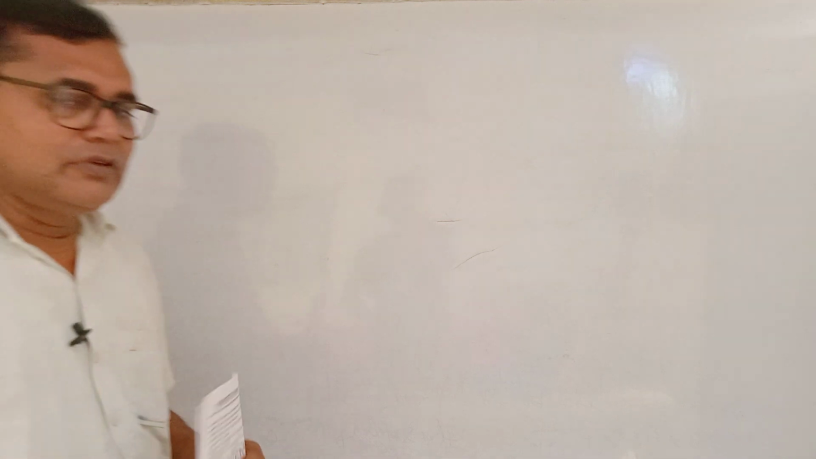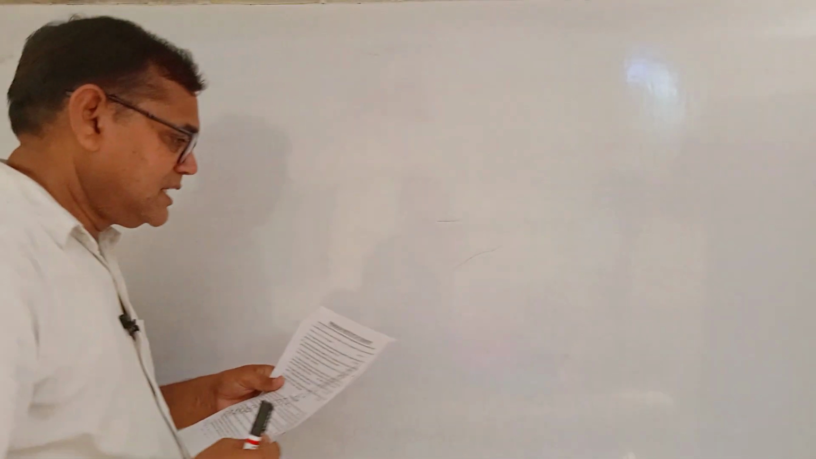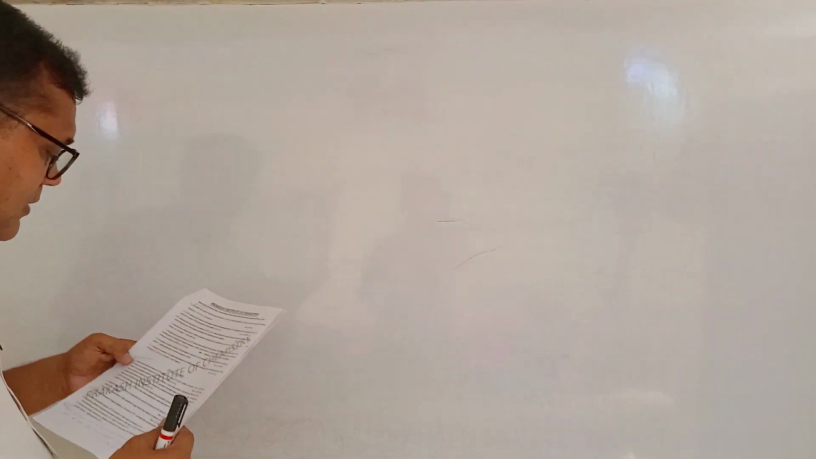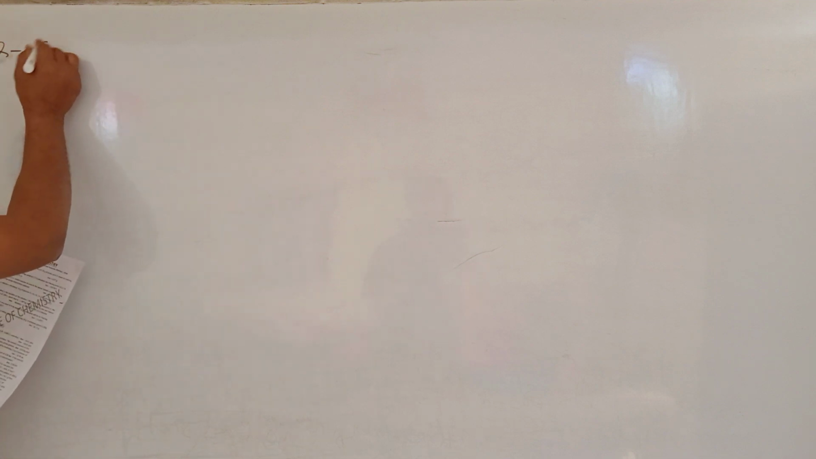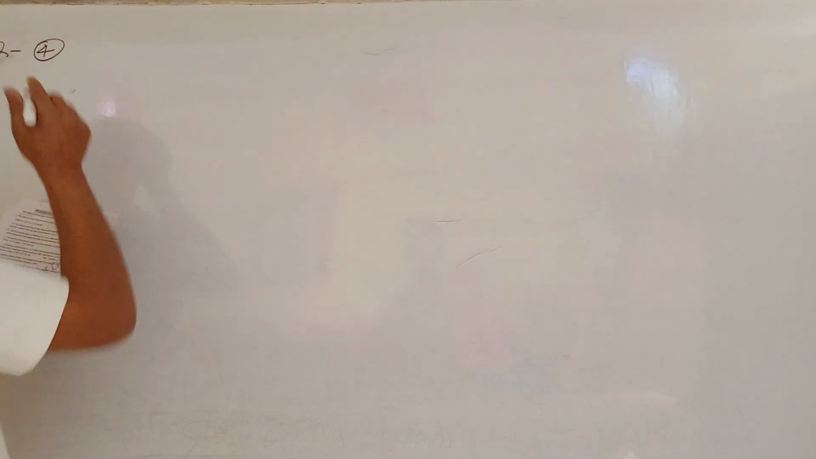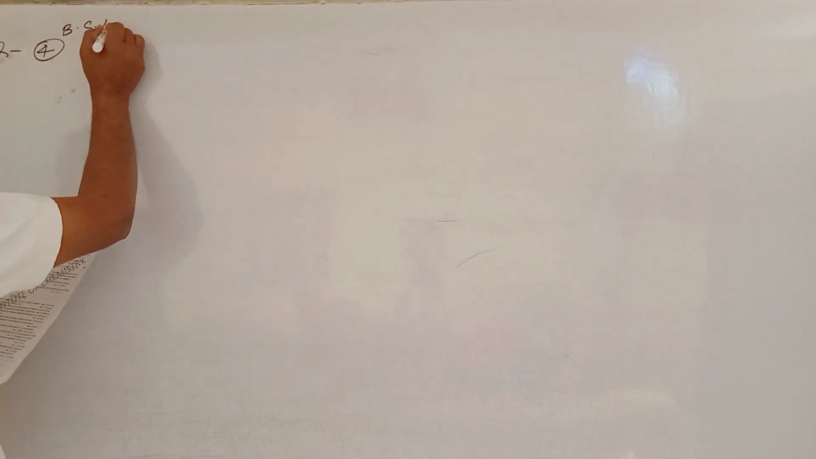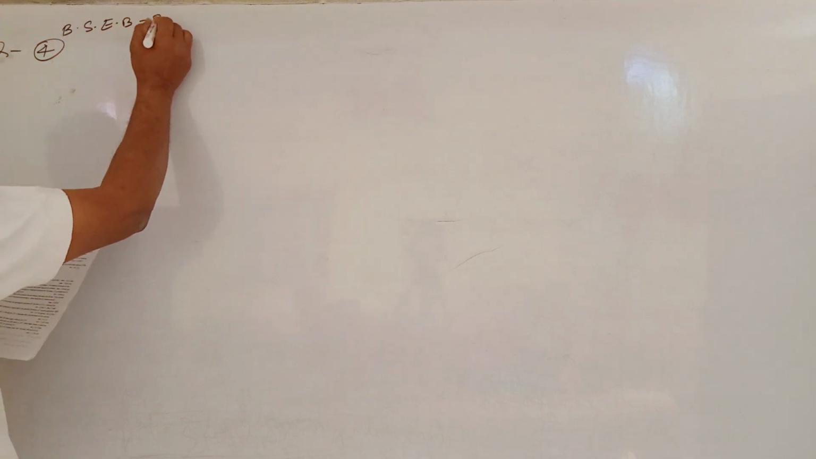Today we explain numerical number 4, which is based on osmotic pressure. Question 4 we write. This question was asked in the Bihar School Examination Board 2030.